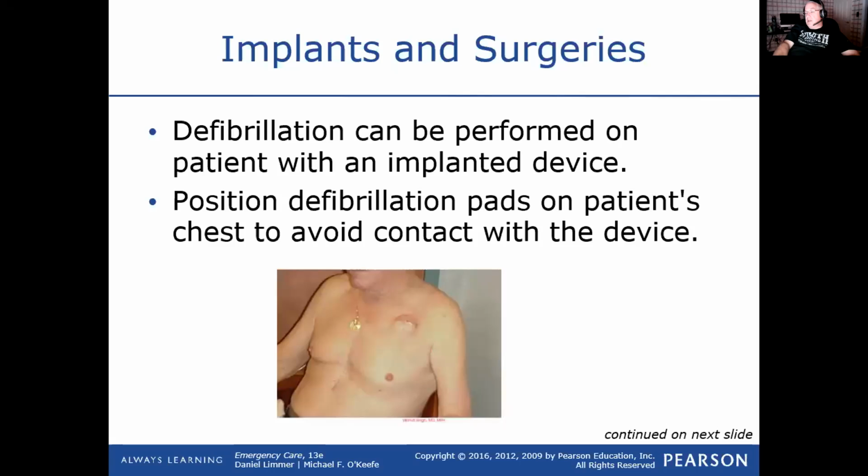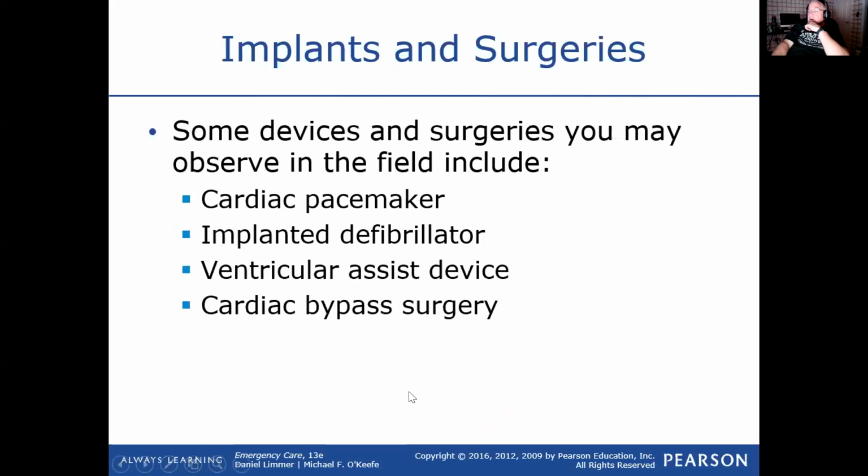Okay. Again, implantable devices, we said as best as possible to try to avoid them, but most of the times they're out of the way automatically, so you don't have to worry about it. And there's a lot of different types of devices. We're going to go over all these different devices at some point in class and talk about them.